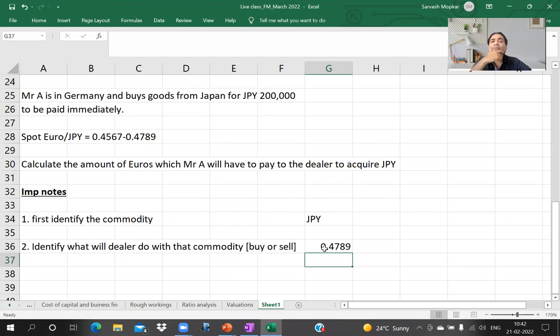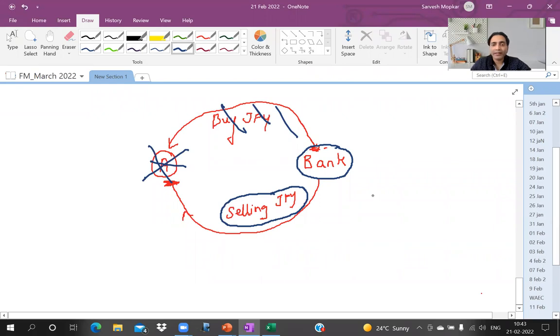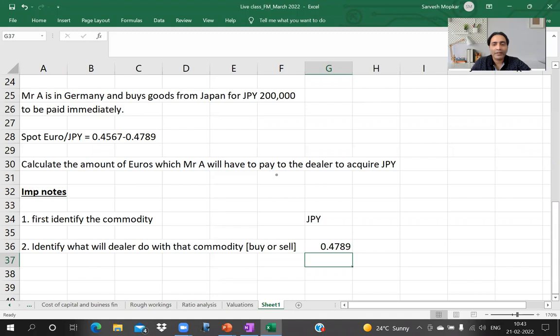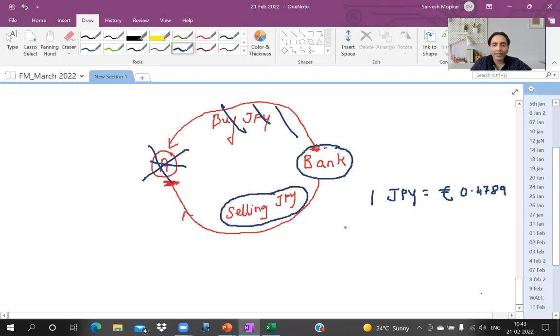So tell me, what will be the rate for 200,000 JPY? If one JPY is 0.4789 euros, so 200,000 JPY is equal to how many euros? Are we going to multiply or divide? Multiply. Elsa, what happened? 1 JPY, you can write it. If you get confused, then you should write in the scratch pad. 1 JPY is equal to 0.4789 euros. So 200,000 JPY.